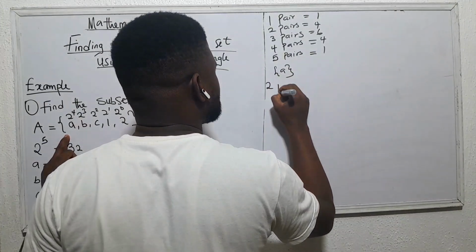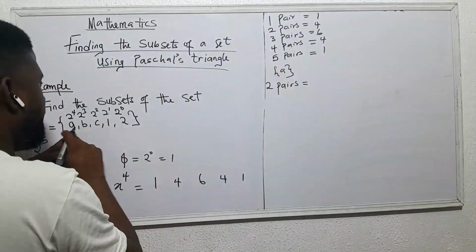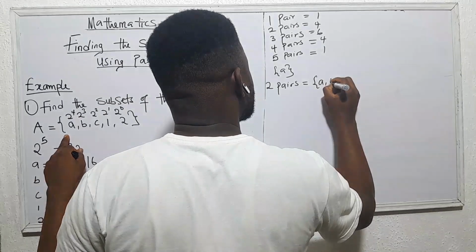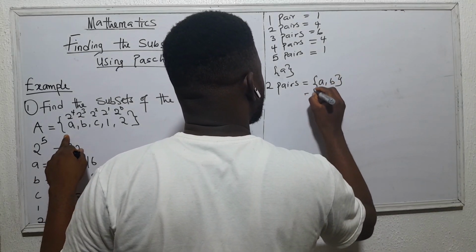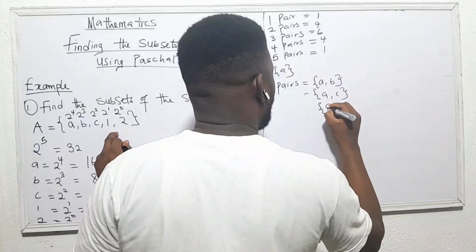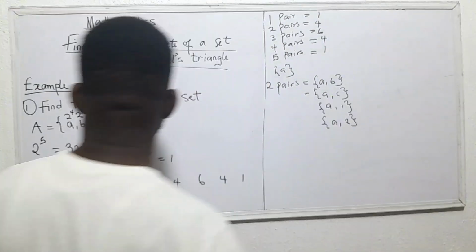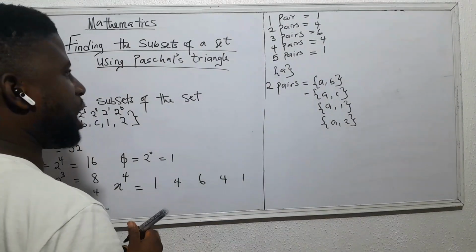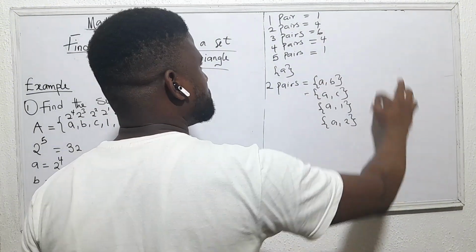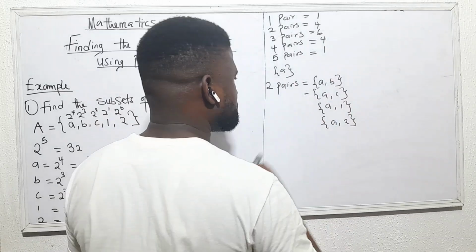Now 2 pairs. We map A to every other element without going back. So we have AB, AC, A1, and then A2. So that's for 2 pairs. If you count it now, we have 1, 2, 3, 4. 4 subsets. So it is complete. Now, to get 3 pairs, we get 3 pairs from 2 pairs.